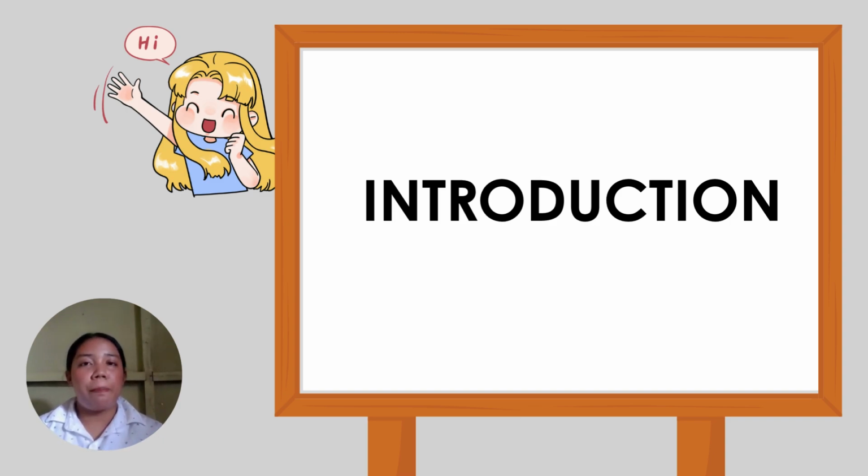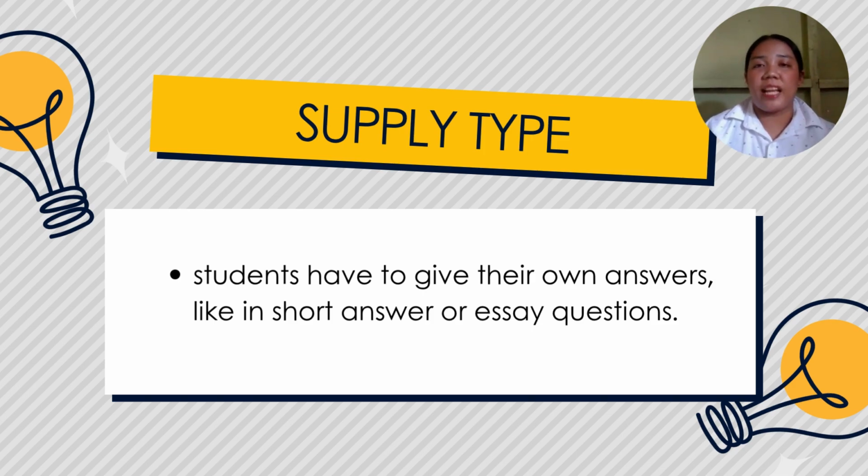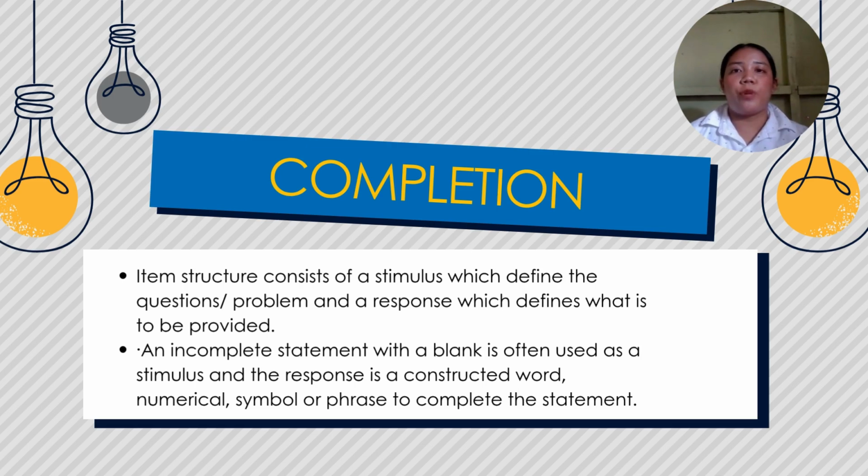Good morning, everyone. My name is Trisha Mihilawan, and together with my groupmates, we're going to discuss the categories of test types. In a supply type of test, students need to provide their own answers instead of choosing from the given options. These kinds of tests help teachers see how well students can recall information, explain ideas, or express their understanding in their own words. The completion type test is one form of supply type where a statement or question is given with a missing word, number, or phrase. Students must fill in the blank to complete the idea.